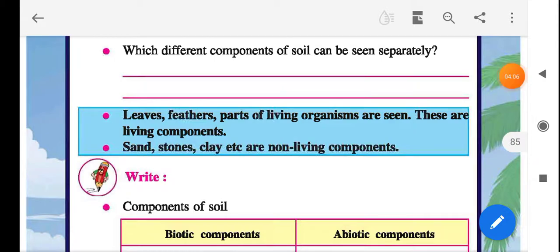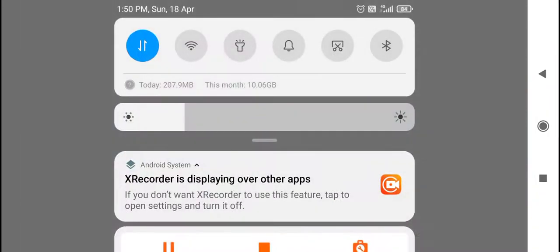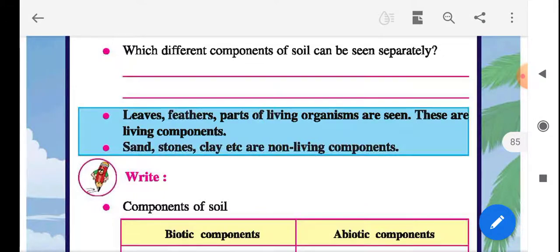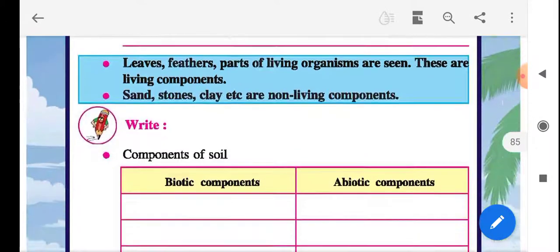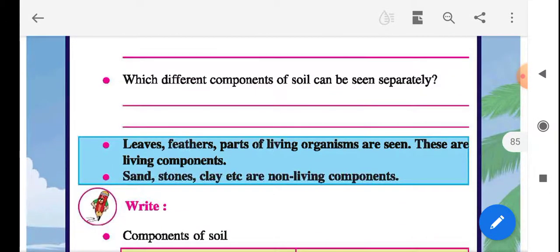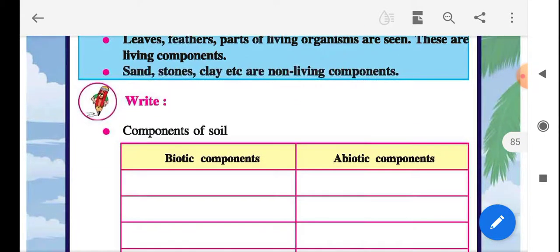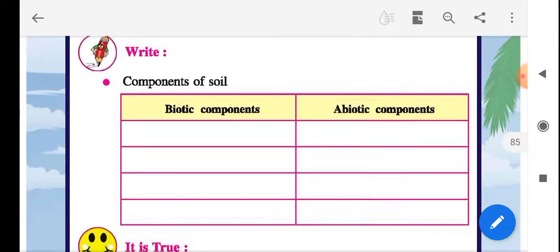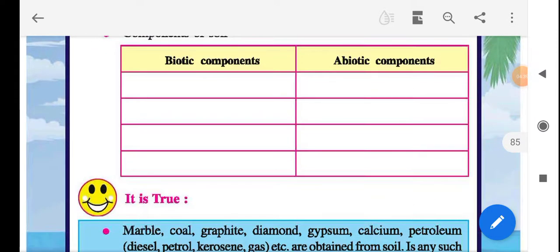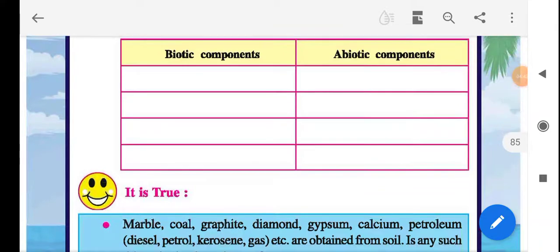Which different components of soil can be seen separately? We can see a lot of things separately if we sieve it. I have already done the sieving activity earlier. It is given in the first paragraph of that lesson, and in that sieving activity you can see biotic components and abiotic components. What the biotic and abiotic components are, I have already explained to you, written in PDF form and given to you.